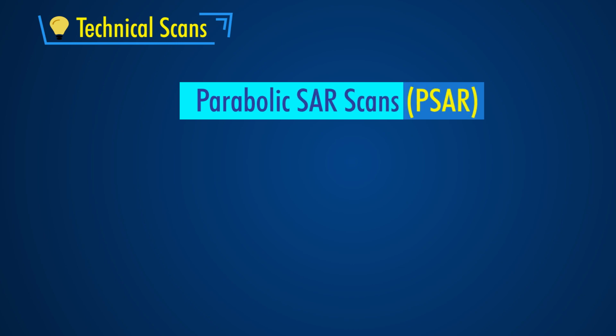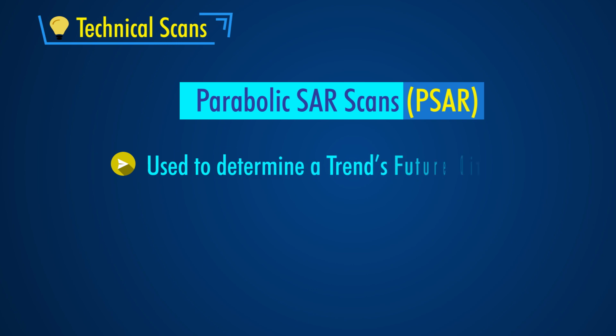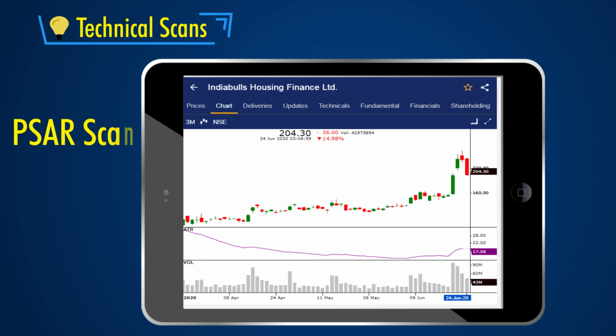Next is Parabolic SAR scans. Parabolic SAR is used to determine a trend's future direction. There are 2 parabolic SAR scans available in StockEdge that help us in filtering the stocks based on the price direction. One of the scans is PSAR indicating bullish reversal that indicates bullish reversal may take place, as shown on the screen.